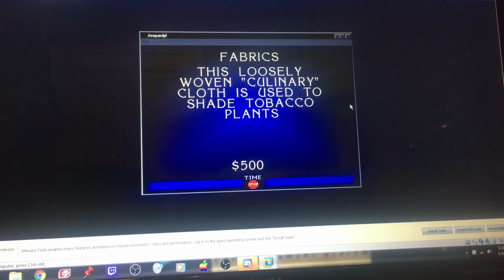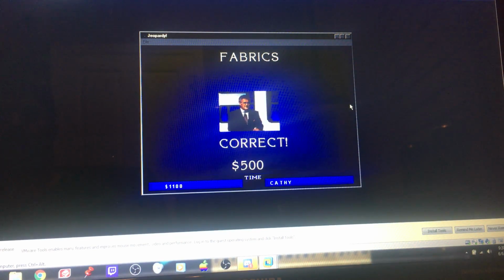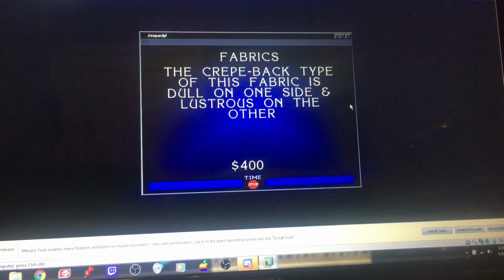This loosely woven culinary cloth is used to shade tobacco plants. What is that one fabric I've probably never heard of? Oh, cheesecloth? You got it. Well, I've never heard of that either.